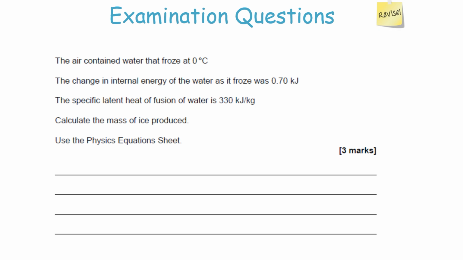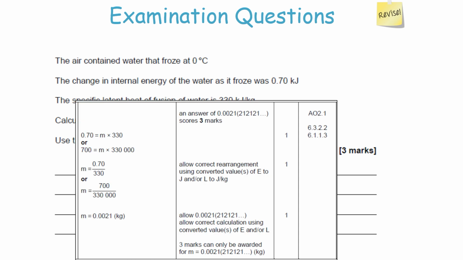Now, like we said before, the change in internal energy is equal to the change in potential plus the change in kinetic energy. But there's no change in kinetic energy because we're changing state, not changing temperature. So it's only equal to the change in potential, and that is equal to ml. So when we're changing state, we can use our equation E is equal to ml.